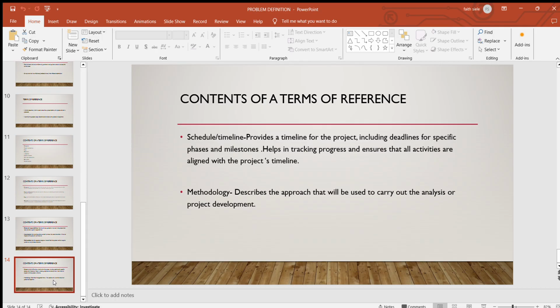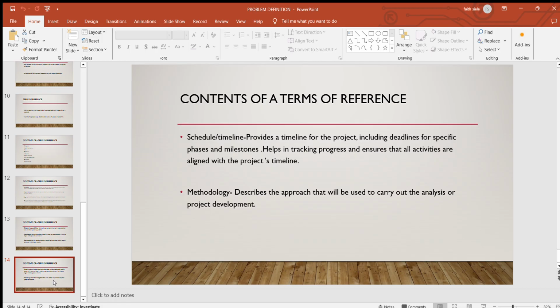So we also have schedule or timeline. When it comes to schedule or timeline, this provides a timeline for the project, including the deadlines for specific phases and milestones, and it usually helps in tracking progress and even ensures that all activities are aligned with the project's timeline. And then lastly, we have methodology.